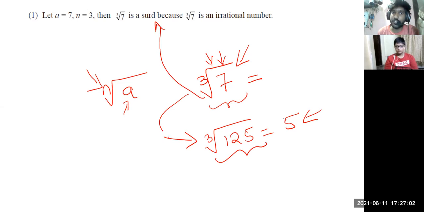Understood the difference between this one and this one? Why this is a surd and why this is not a surd? No confusions? Okay.